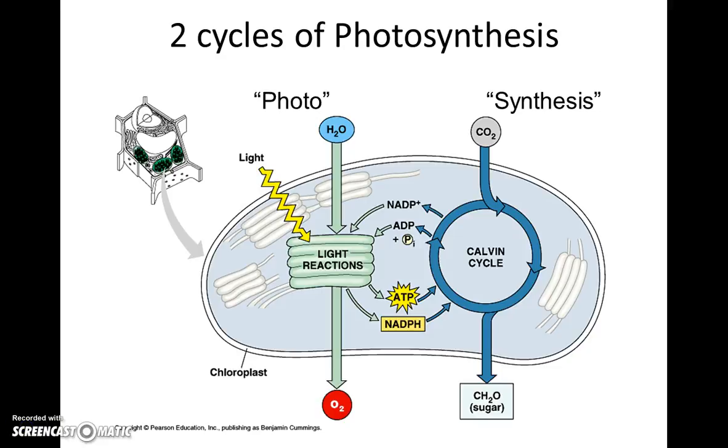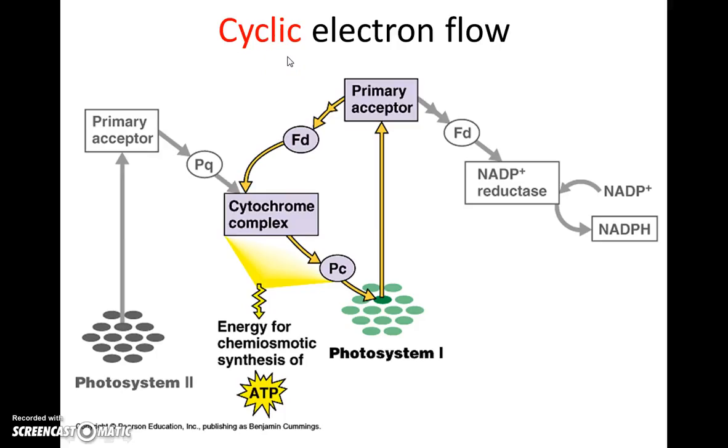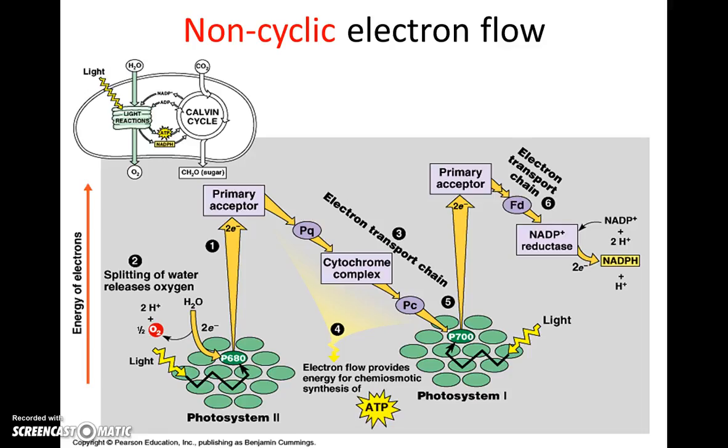This talk is going to focus primarily on the light reaction, and then the next talk on photosynthesis will focus on the Calvin cycle. So let's talk about the light cycle. There's two things that can go on here: if you look up here, you've got non-cyclic electron flow and cyclic electron flow, okay? And we're going to talk about what that means.